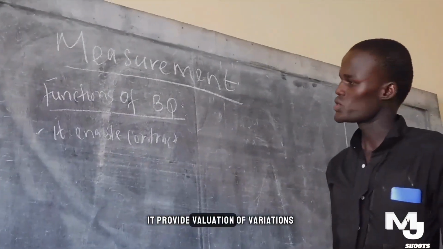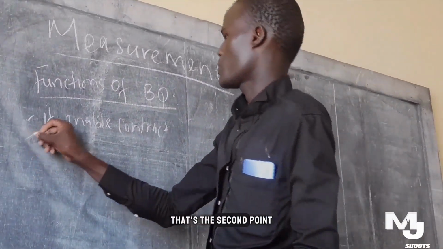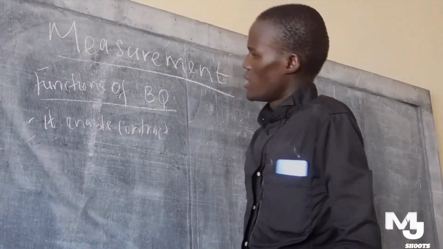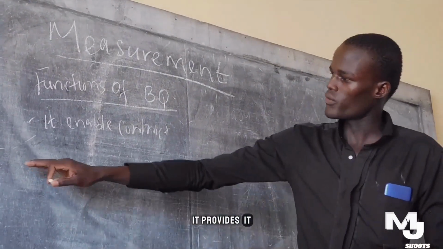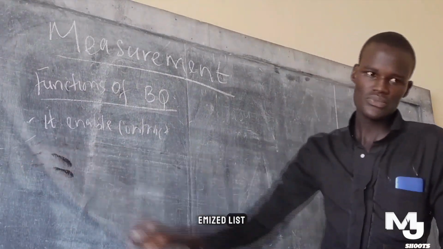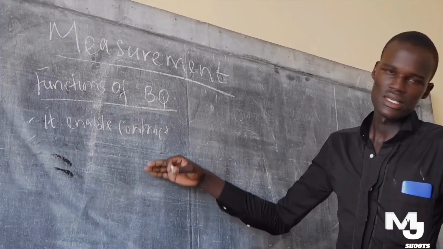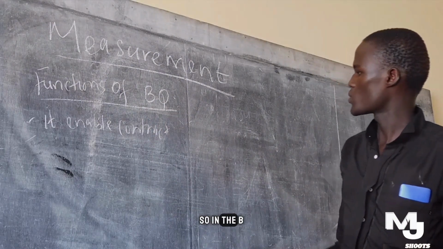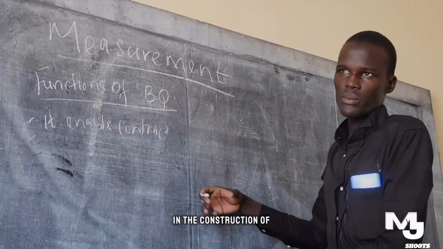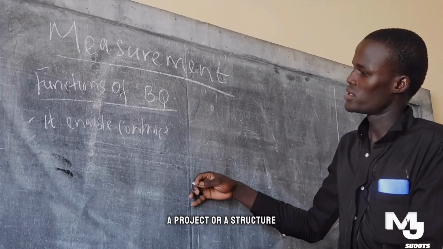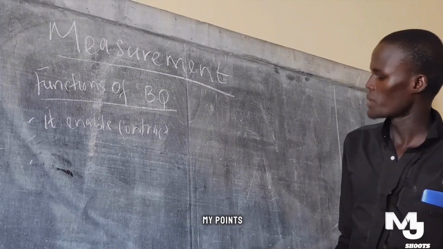The second point is it provides valuation of variations. That's the second point. Then it provides an itemized list of materials needed in the construction. So in the BQ, you will find the materials needed in the construction of a project or a structure. Then I think these are the functions of BQ.